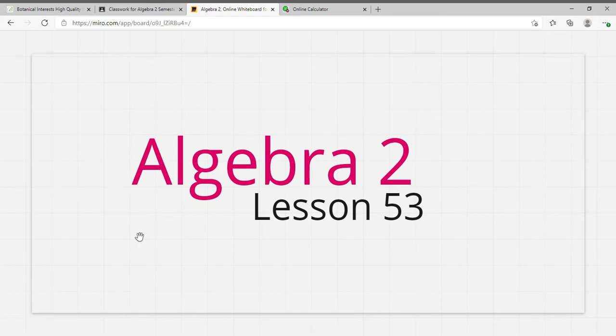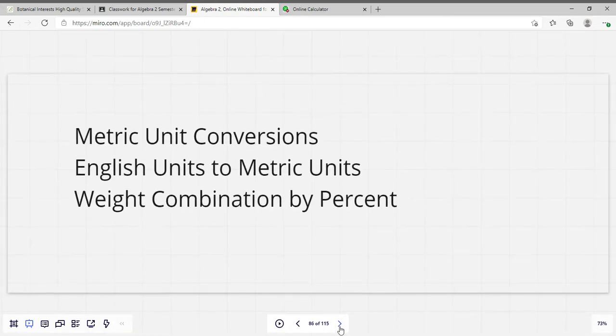Hi everyone, this is Algebra 2, Lesson 53, and in this lesson we're going to cover metric unit conversions, English units to metric units, and weight combination by percent.